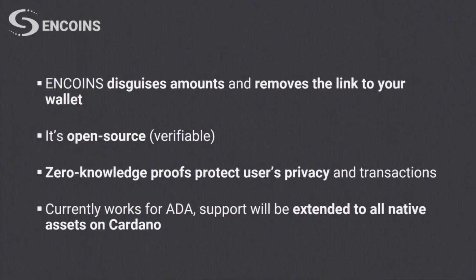ENCOINS is the first service that allows you to disguise the amounts of and the wallets involved in transactions. The protocol is completely open source, so you can verify the code yourself. It utilizes zero-knowledge proofs to protect the user's privacy and allow for immutable transactions over the relayers. Currently, the ENCOINS protocol only supports wrapping of ADA, but this support will eventually be extended to all native assets on Cardano, including Cardano NFTs.